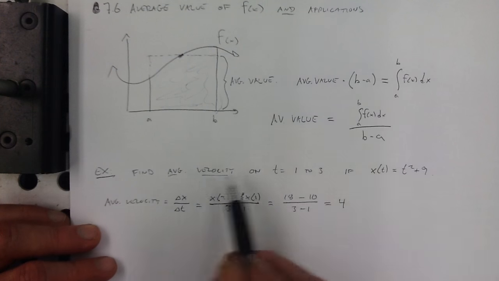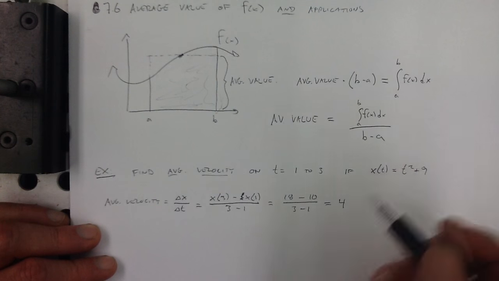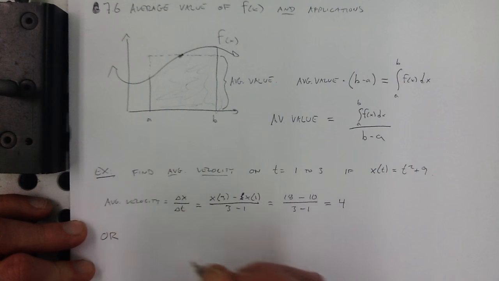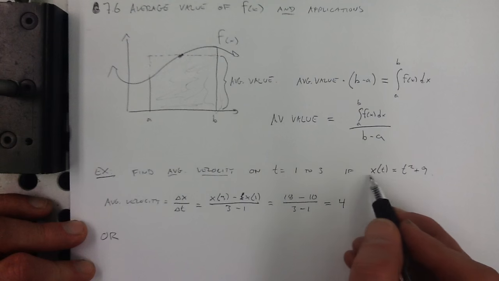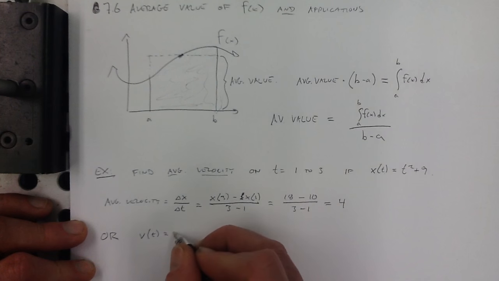But if you were thinking about this, well, what about the average value of velocity? Can we do it that way? Well, sure. You could say, here's my position function, but if that's the position function, then velocity is just the derivative of that. That'd be what, 2t?